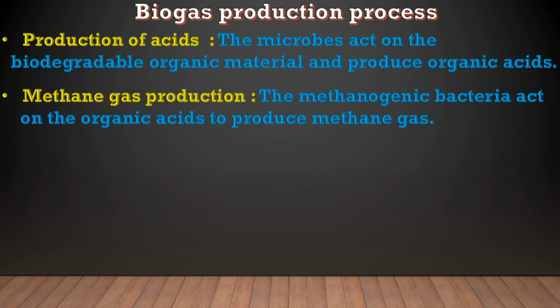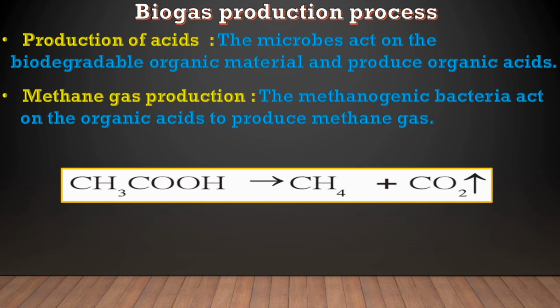The methanogenic bacteria have a complex metabolism that allows them to create methane as they produce the energy they need to survive. The reaction can be written as CH3COOH, that is acetic acid, gives CH4, that is methane, and carbon dioxide. So here methanogenic bacteria act on the acid and give rise to methane gas and carbon dioxide.